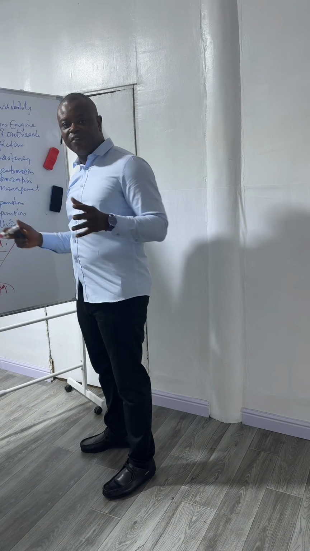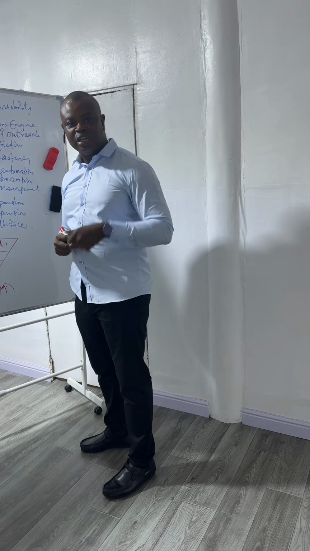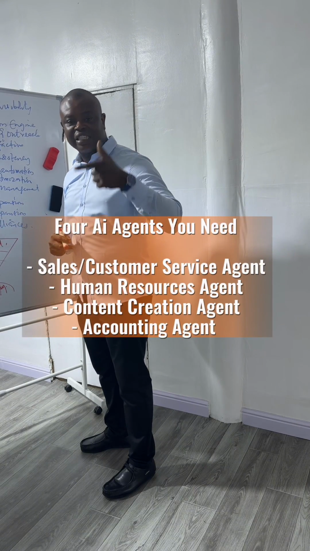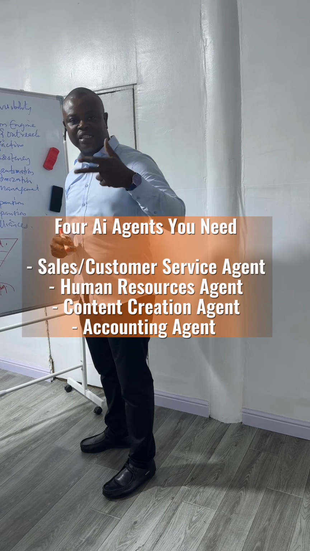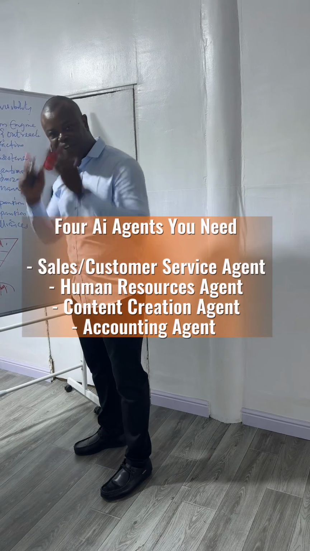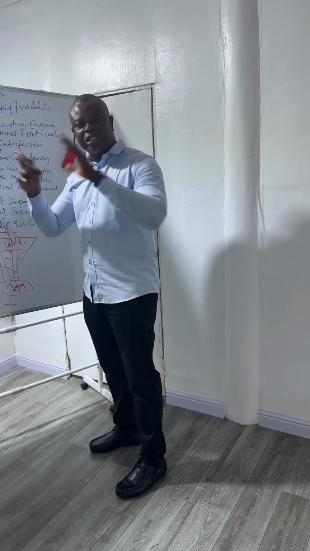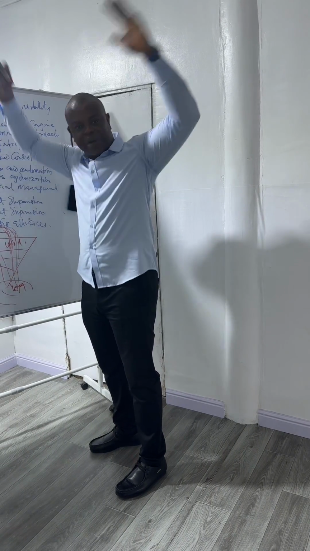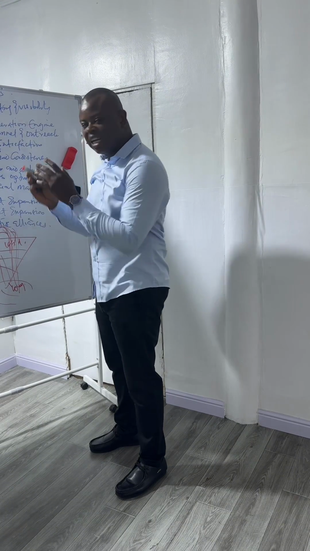I've created several videos on the 4 kinds of AI agents you need: a sales and customer service agent, an HR, human resource, agent, a marketing agent, that is a content creation agent, and an accounting agent. These are the agents you need first to even start with. Of course, there are other agents. You have operational agents, you have supply chain agents, logistics. But then again, start with those 4.